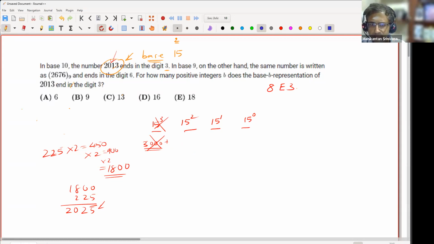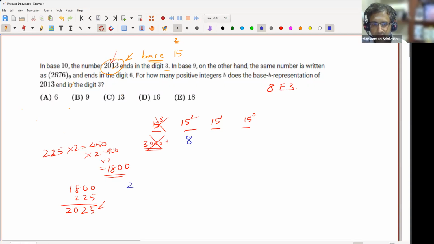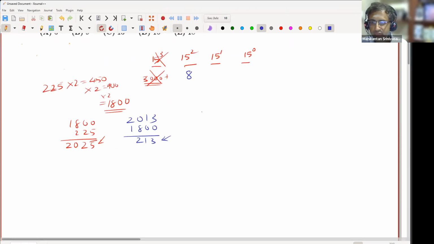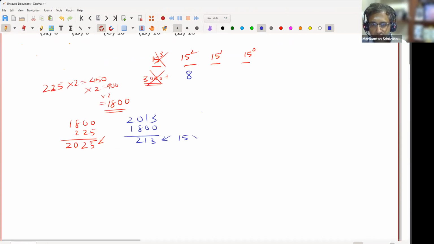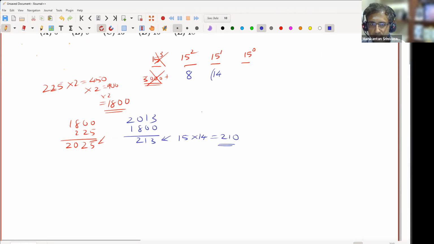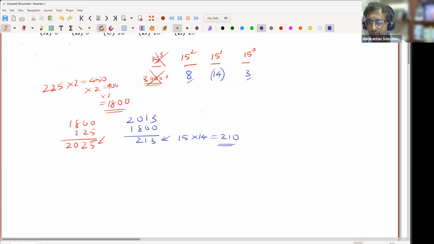Is this clear so far, Aditya? Yes, sir. Okay. And then if I fit 8 of those, the balance is how much? From 2013, I subtract 1800. So it is 213. So how many 15s can fit in this? 15 into 15 is 225. 15 into 14 would be just before that, right? Which is 210. So I need a digit which is called 14 here. And then a digit called 3. A digit called 3, we have it in our kitty, no problem. Digit called 8 also we have.